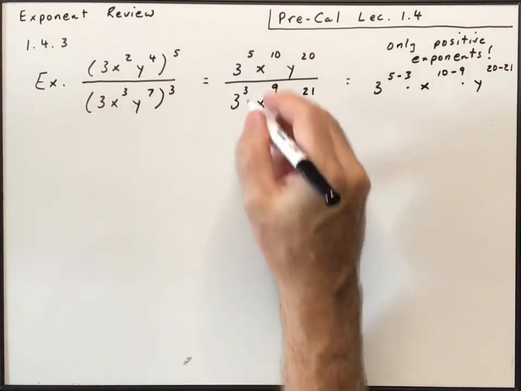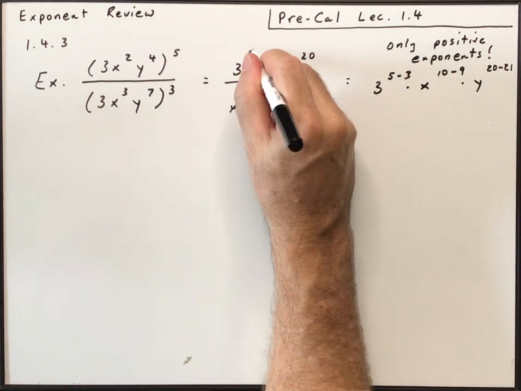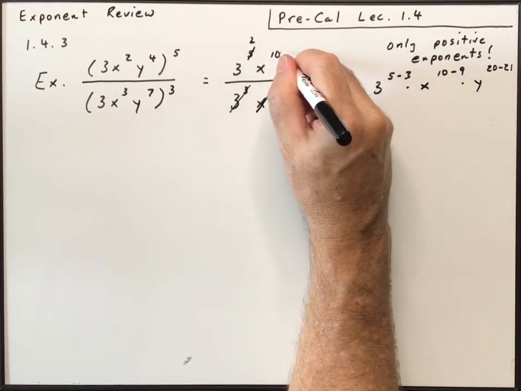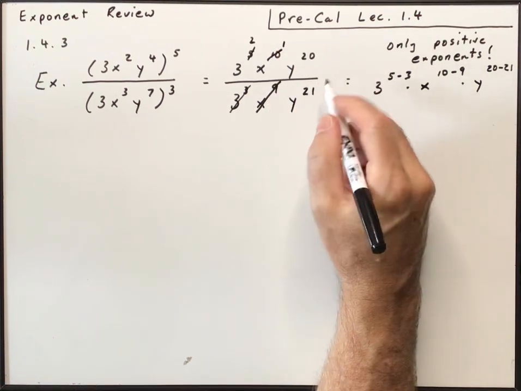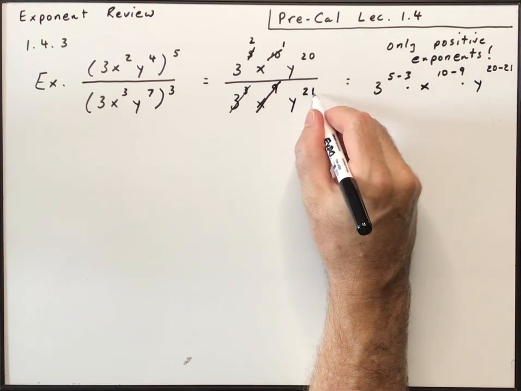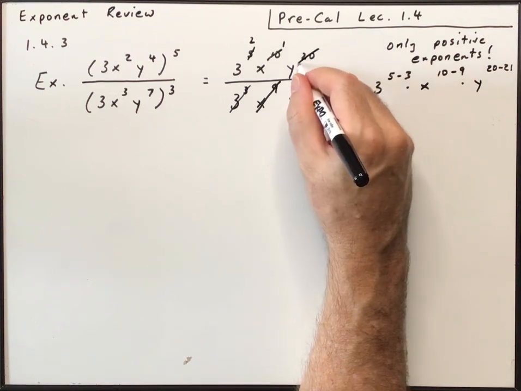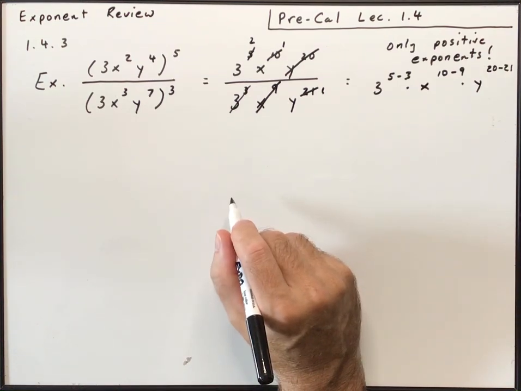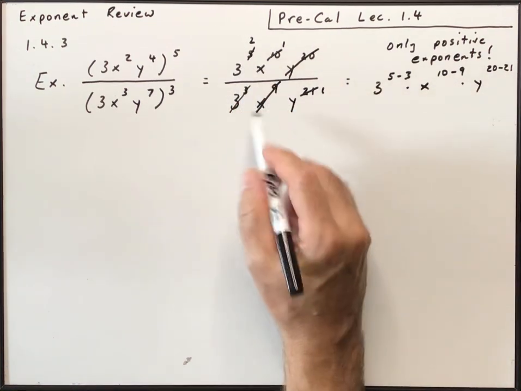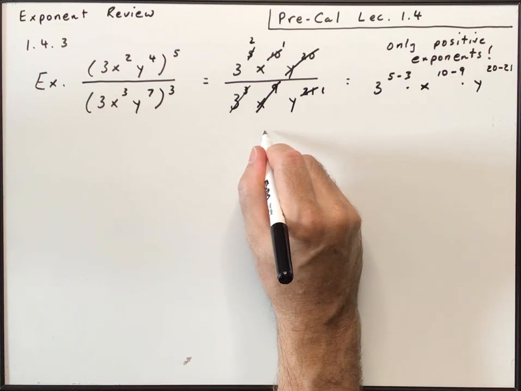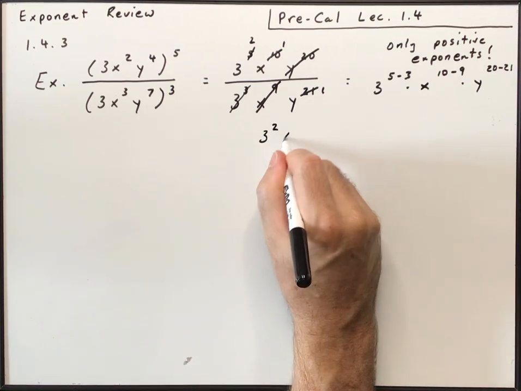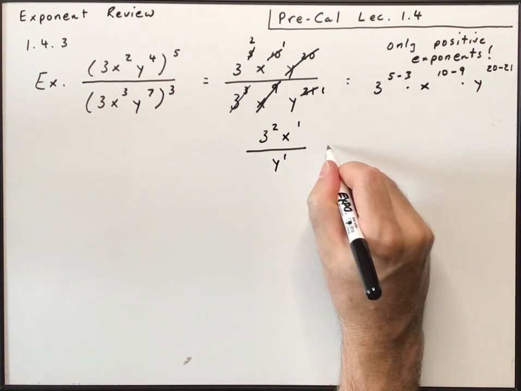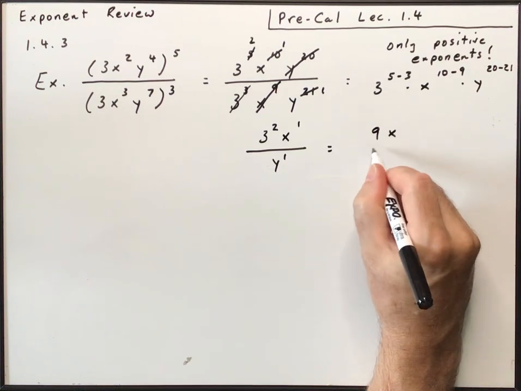But what I want to do, so you can cancel this out. 5 minus 3 is 2. You can cancel the x to the 9 out. 10 minus 9 is just 1. But since y to the 21st is bigger than y to the 20th, I want to leave what's left, 21 minus 20, I want to leave that on the bottom. So what you have left is 3 squared on top, x to the first power on top, and then y to the first power on bottom. So that's just 9x over y.